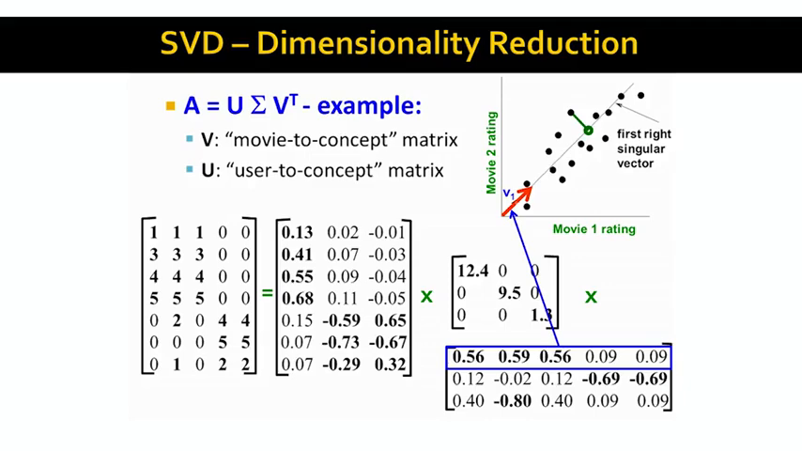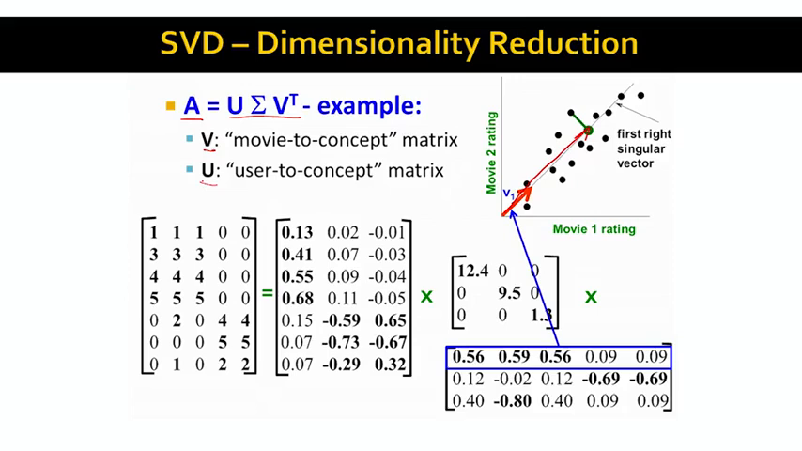Now the question is, given this 2-dimensional data, how do I discover the best axis on which to project? And how do I really do dimensionality reduction? How do I discover the position of the point on this given line? So the idea is the following. We are given our matrix A, and we represent it as a product of 3 matrices, U sigma and V transpose, where we think of V as a movie to concept matrix and U as a user to concept matrix.